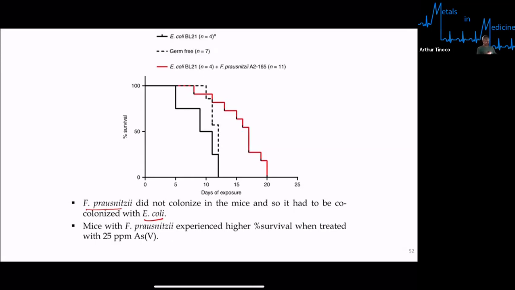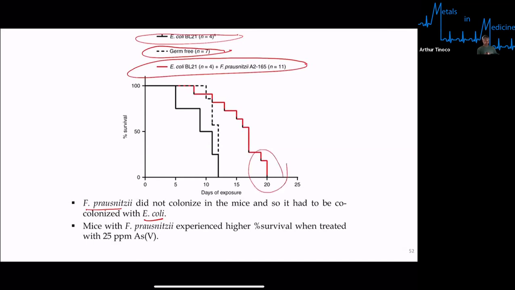So we have the assessment of survival with just the E. coli by itself, mice that are germ-free, so no microbes, and then the mice that have been supplemented with the E. coli plus this other microbe. And what we observed here is that total survivability was more prevalent, even though all the animals still died in the presence of that microbe. So it suggests that it does have the capacity of serving a protective role, or at least extending life when treated with 25 ppm of the arsenic.